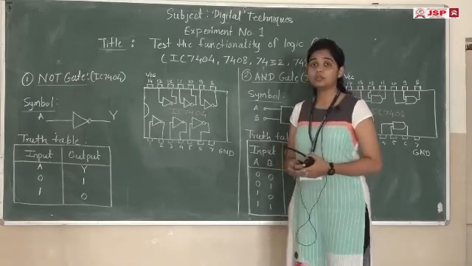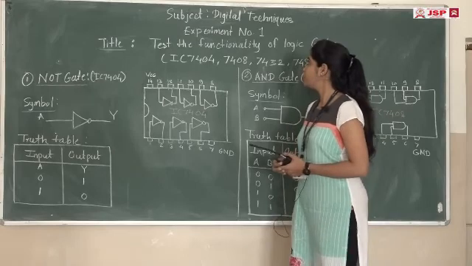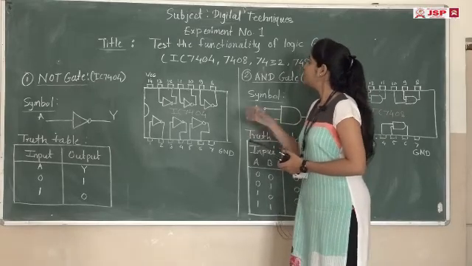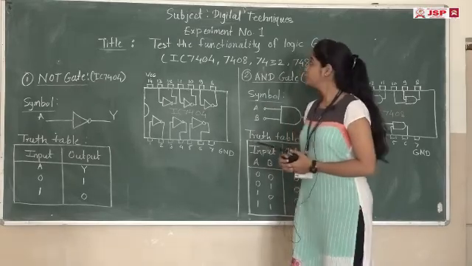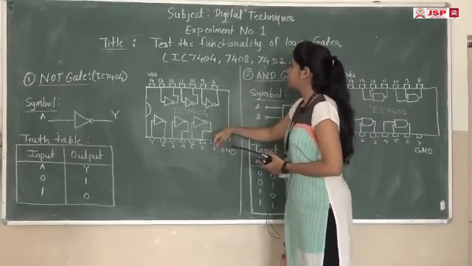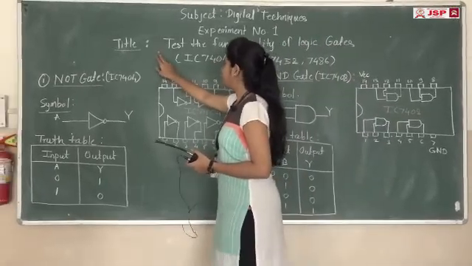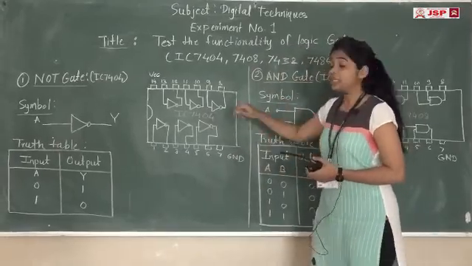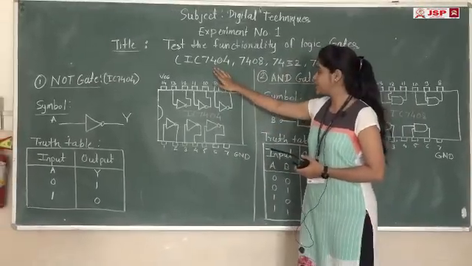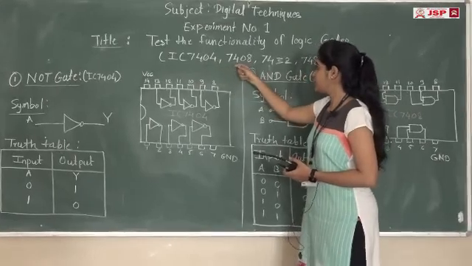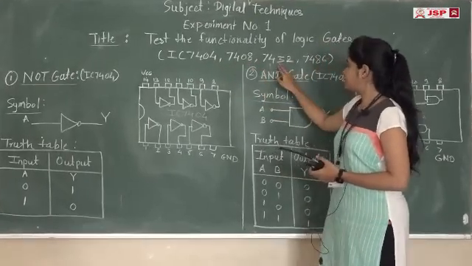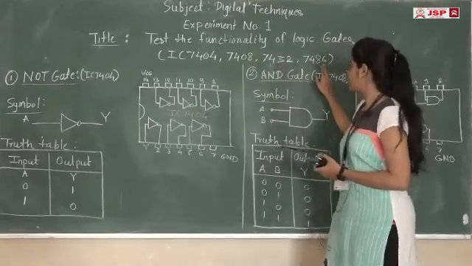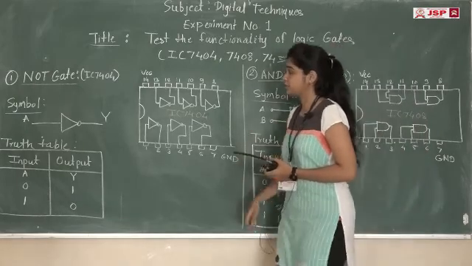Today we are going to perform the experiments of the subject Digital Techniques. Our first experiment is titled: test the functionality of logic gates. Here we are using the ICs: the first IC is 7404, the second IC is 7408, the third IC is 7432, and the fourth IC is 7486.